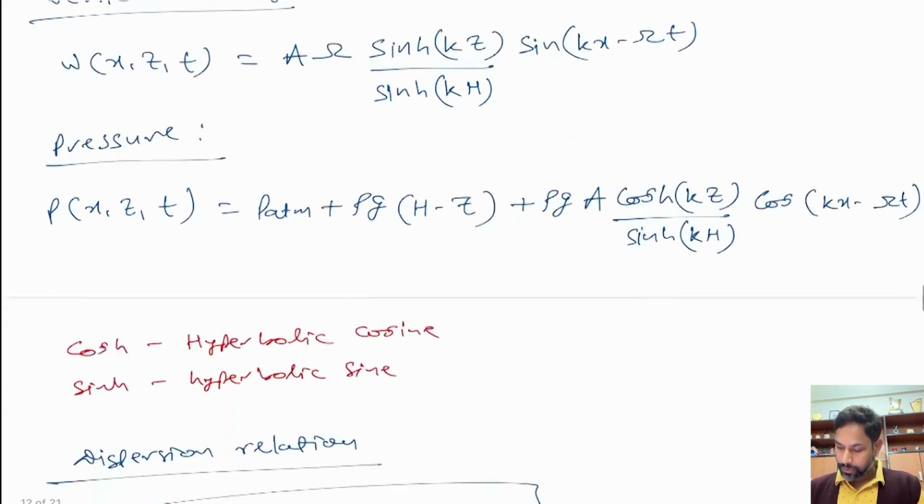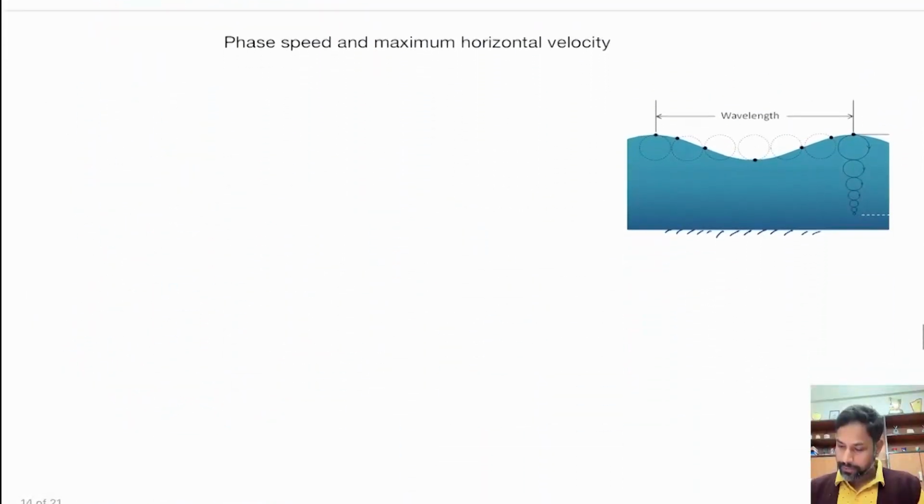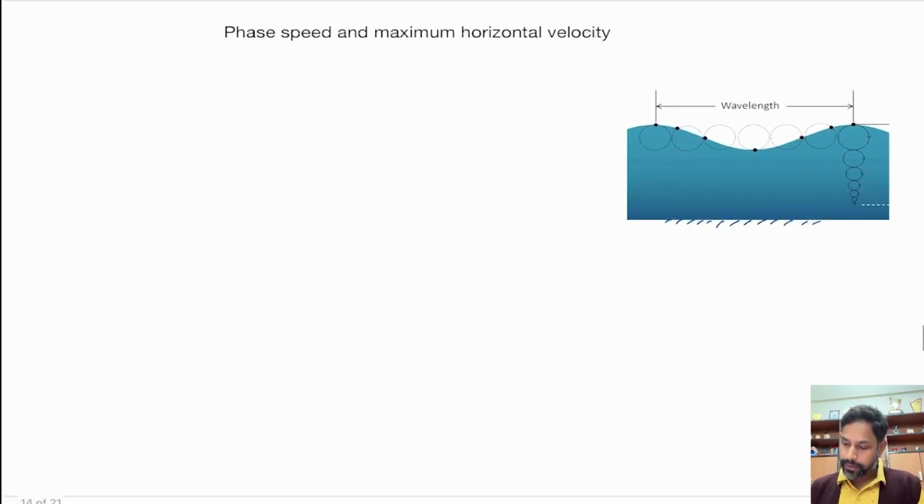Okay, so as we go here, you see there is an example that we are considering. This wave is moving this way. So the crest of the wave is moving with a certain speed, and that speed is known as the phase speed. But at the same time, when the wave is moving, that gives us the phase speed at the top of the water layer.